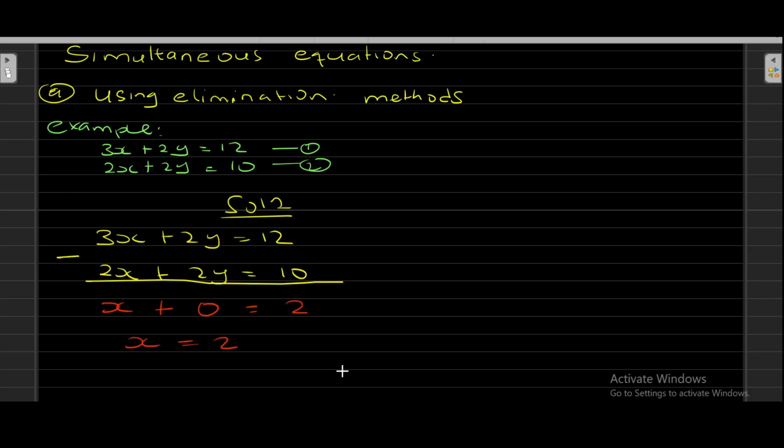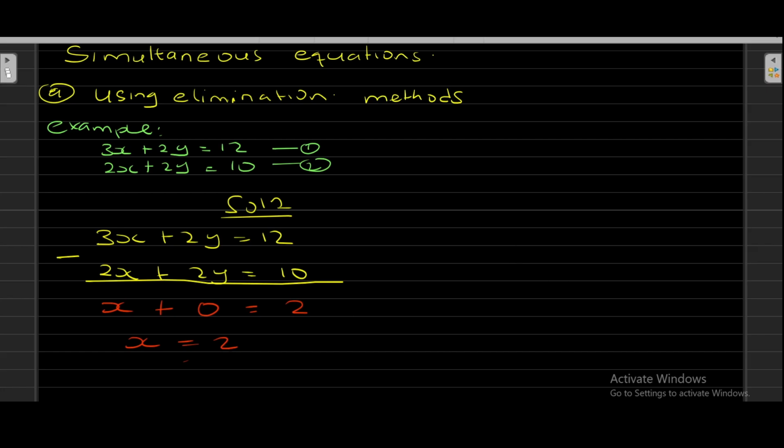Now, something to note, when you're eliminating, we eliminate numbers of the same unknown. We eliminate x and x, y and y. We can't eliminate x and y. It has to be numbers with the same unknown. Those are the numbers which we can eliminate. Now in this case, when we eliminate 2y by subtraction, because they are the same, then we end up having our x as positive 2.